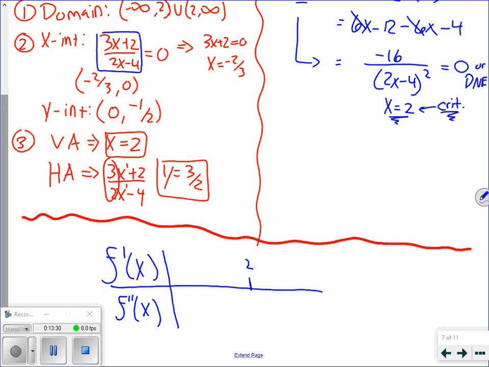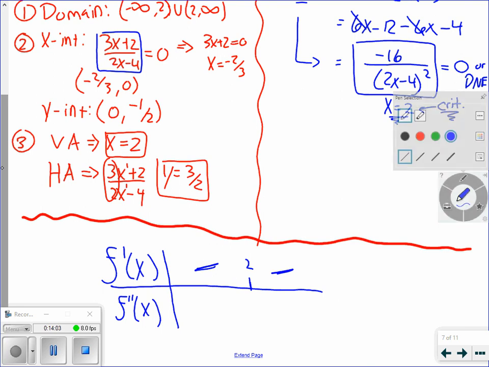Now, if I want to test points to the left and right of that, I test it by looking at values in the first derivative. So I'm going to test points like 1 and 3 and see what happens. Well, if I plug 1 or 3 in the denominator there, I'm squaring it. It's always going to be positive. It's always going to be a negative number divided by a positive number, which is always negative. No matter what number I test, it's going to be negative. That means that this function is always decreasing, right? Negative slopes mean it's always decreasing.